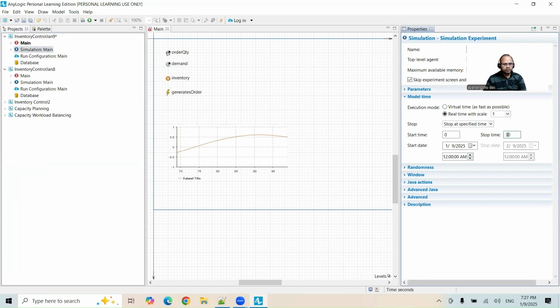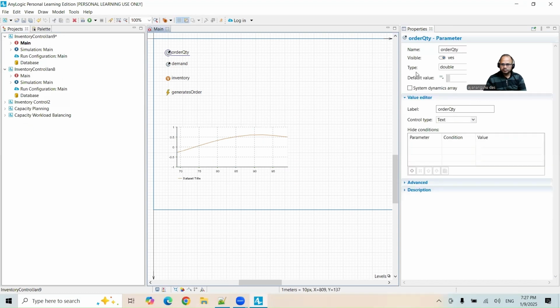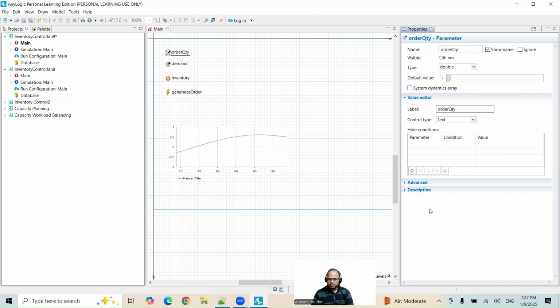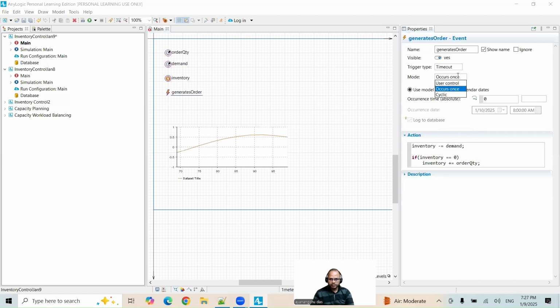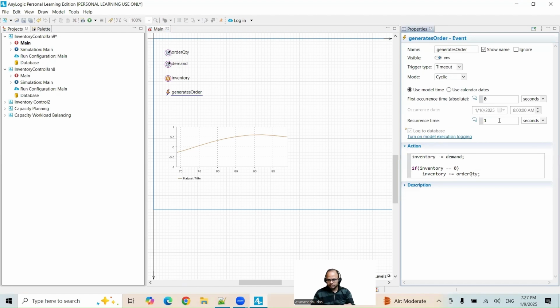We will define the initial values of these parameters. We will define this parameter to have an initial value, the volume by which the inventory will be replenished for each order. The daily demand will be given a value. The inventory will have an initial inventory value, and in the generate order event, we will define it as cyclic so that every second it runs, checks, and performs these tasks.